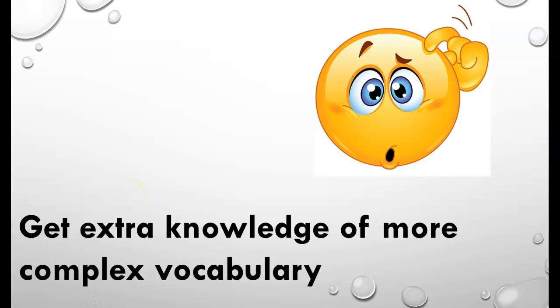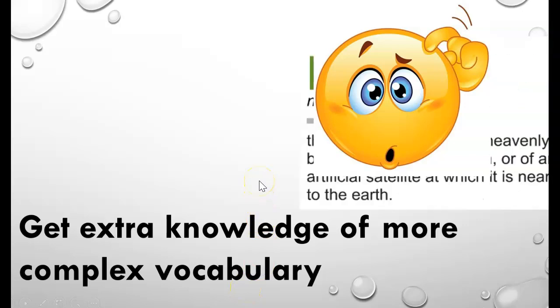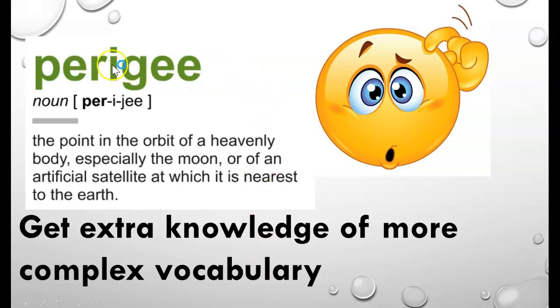Now, also we get extra knowledge of more complex vocabulary. Complex means sometimes the word will appear to you as an unknown word. So that is the time we pick up a dictionary to look for the word. For example, if you see here, this is the word perigee and this is the definition of it. Now, this is something really interesting: when you pick up a dictionary, besides knowing the meaning of it, you also come to know about the correct pronunciation. How do we pronounce the word? So this really serves a lot of useful information.